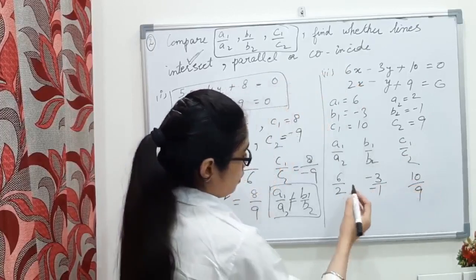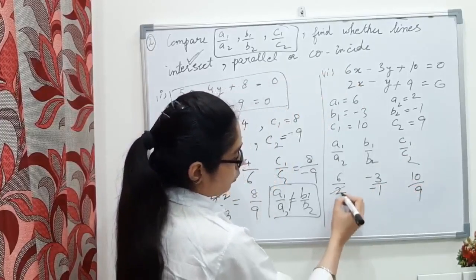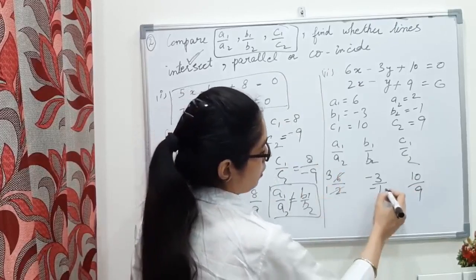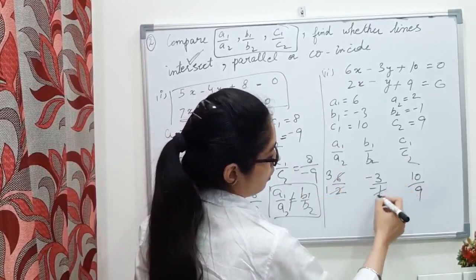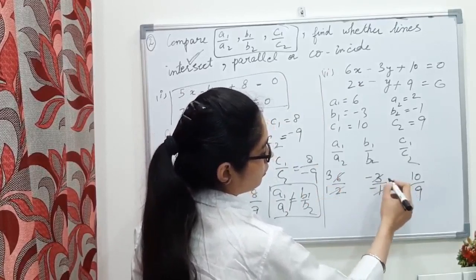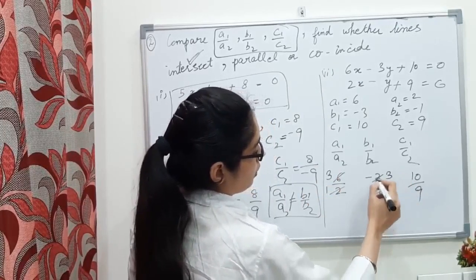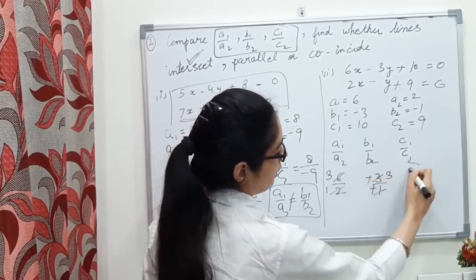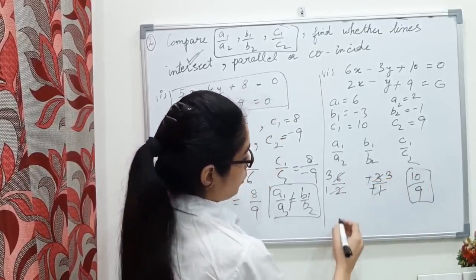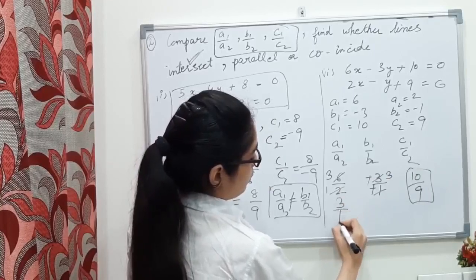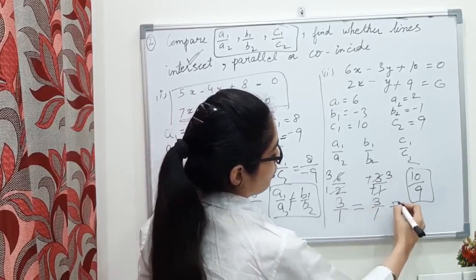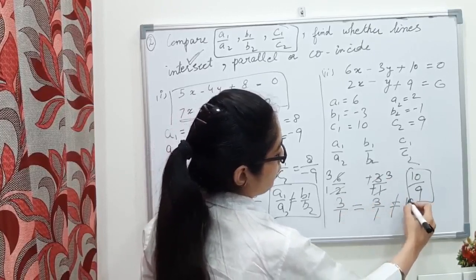So I'll make it simpler. 2 into 1 is 2, 2 into 3 is 6. 1 into 1 is 1 and 1 into 3 is 3. And minus and minus will get cancelled. Here further cancellation is not possible. So I can write 3 by 1 is equal to 3 by 1, which is not equal to 10 by 9.